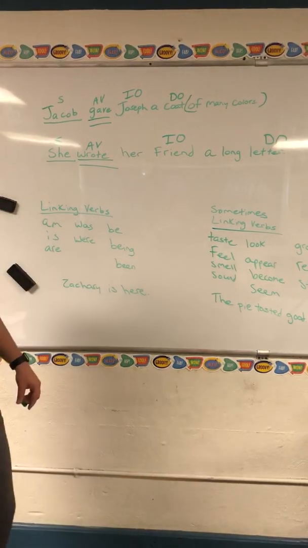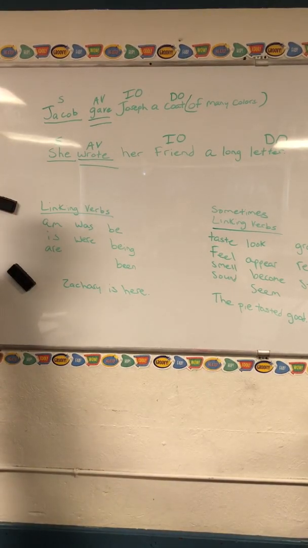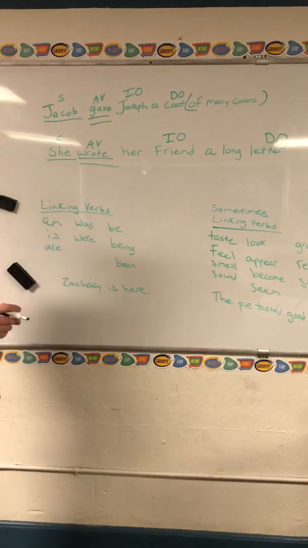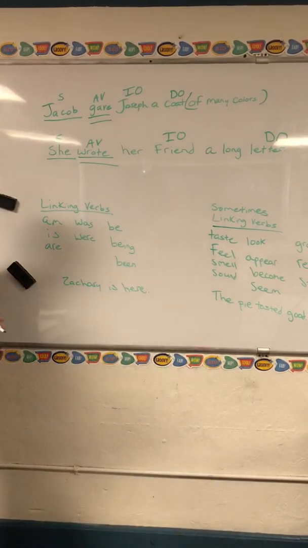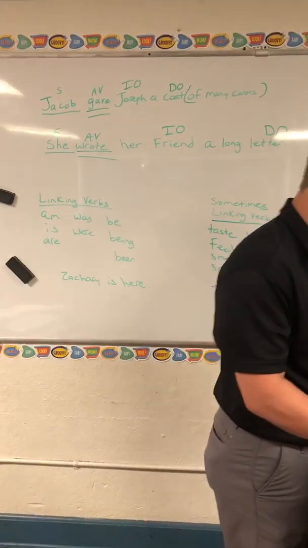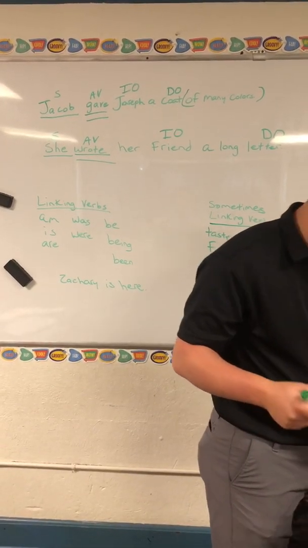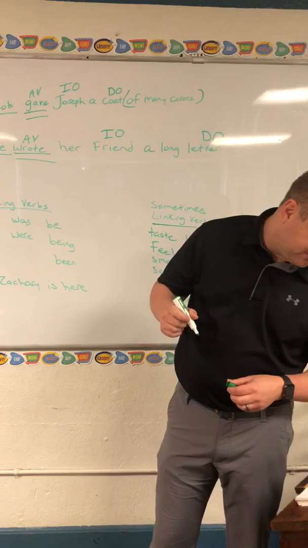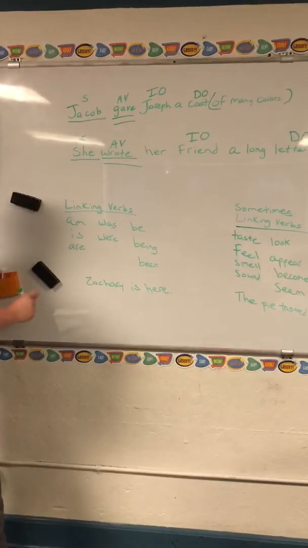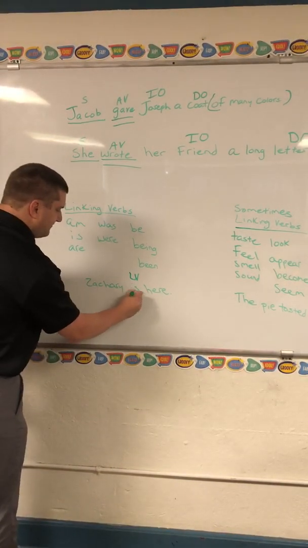We all know the linking verbs. They're the state of being: am, is, are, was, were, be, being, been. Zachary is here. They link the subject. Linking verbs link the subject with a complement in the predicate that describes the subject or renames the subject. Zachary is here. Is is a linking verb.